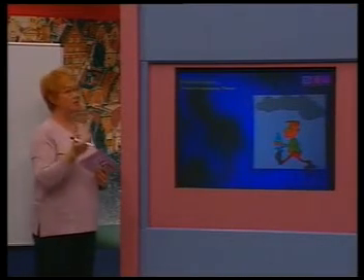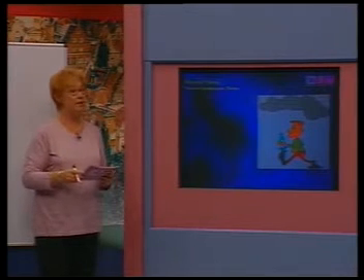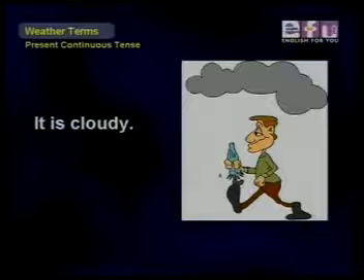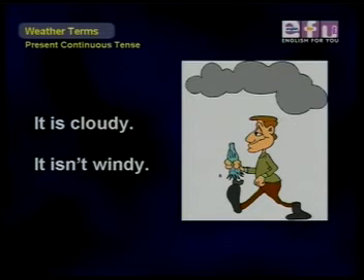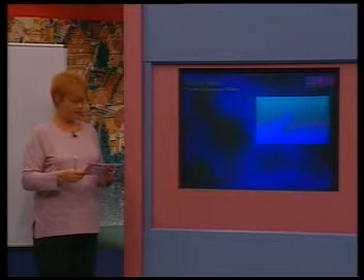All right? Now, we're going to look at some pictures and practice using the sentences. I would like you to make one positive and one negative sentence about each one. So, Ali, I would like you to start with the first picture. It is cloudy. It isn't windy. All right, Susan, for you, the second one.